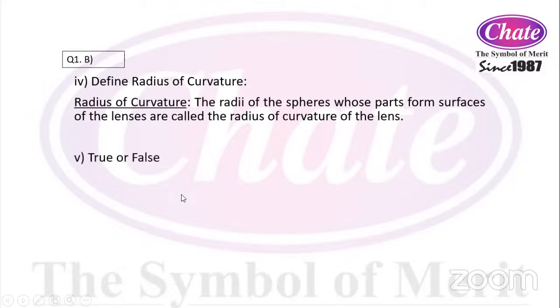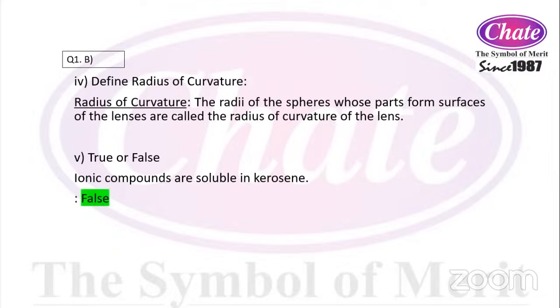Okay. Now the next is true or false, and the question is: ionic compounds are soluble in kerosene. Now again, this question is from metallurgy. It says ionic compounds are soluble in kerosene. So this statement is, yes, you're correct, a false statement. Ionic compounds are not soluble in kerosene. They are soluble in water.